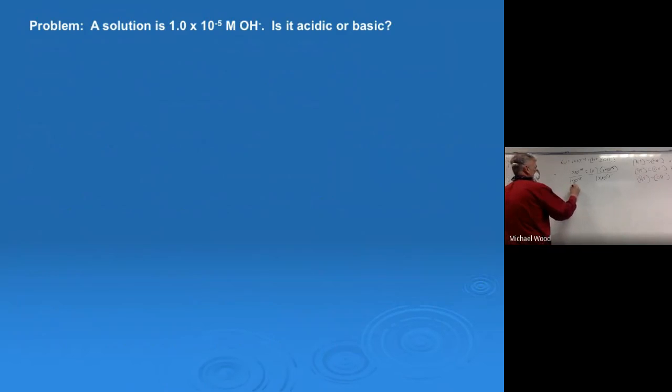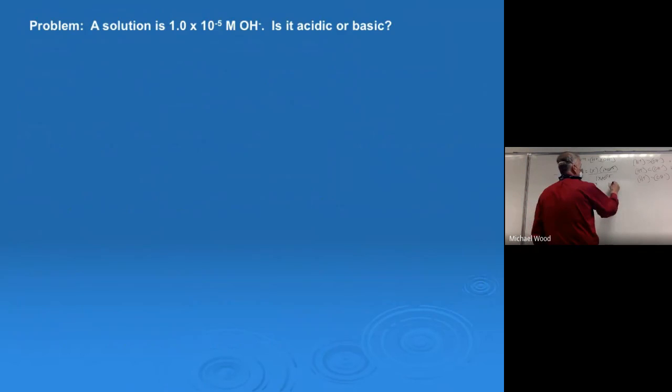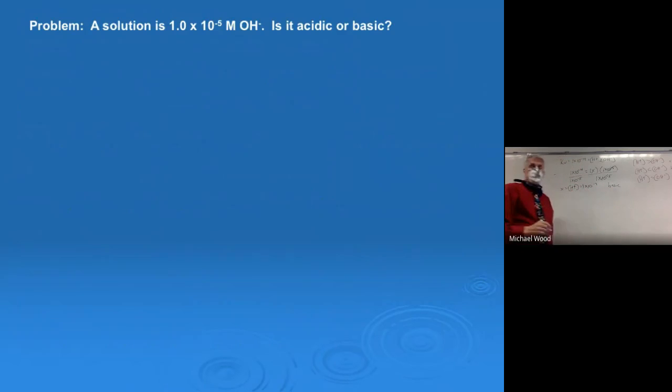So what I get here for the H plus is 1 times 10 to the negative 9. Did anybody else get that? Okay, now I'm going to answer the question. Is this acidic, basic, or neutral? Here's the OH. Here's the H plus. Which is bigger? You've got to look at the negative. OH is negative 5. H plus is negative 9. Negative 5 is bigger than negative 9, right? This solution would be basic, because the OH is bigger than the H plus.